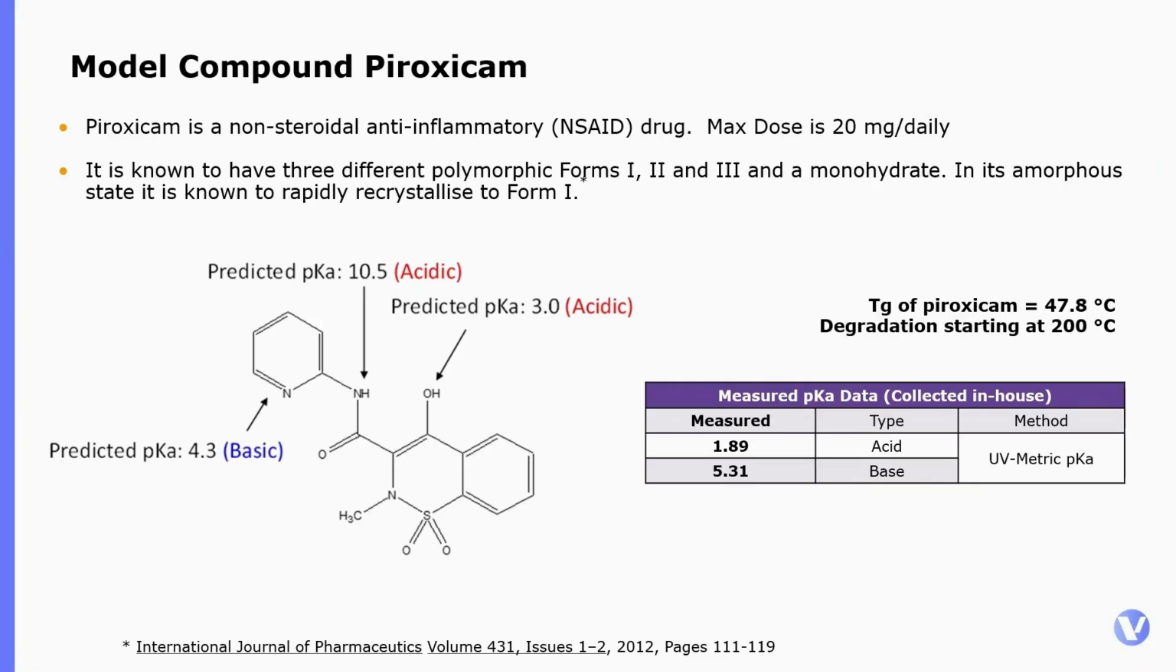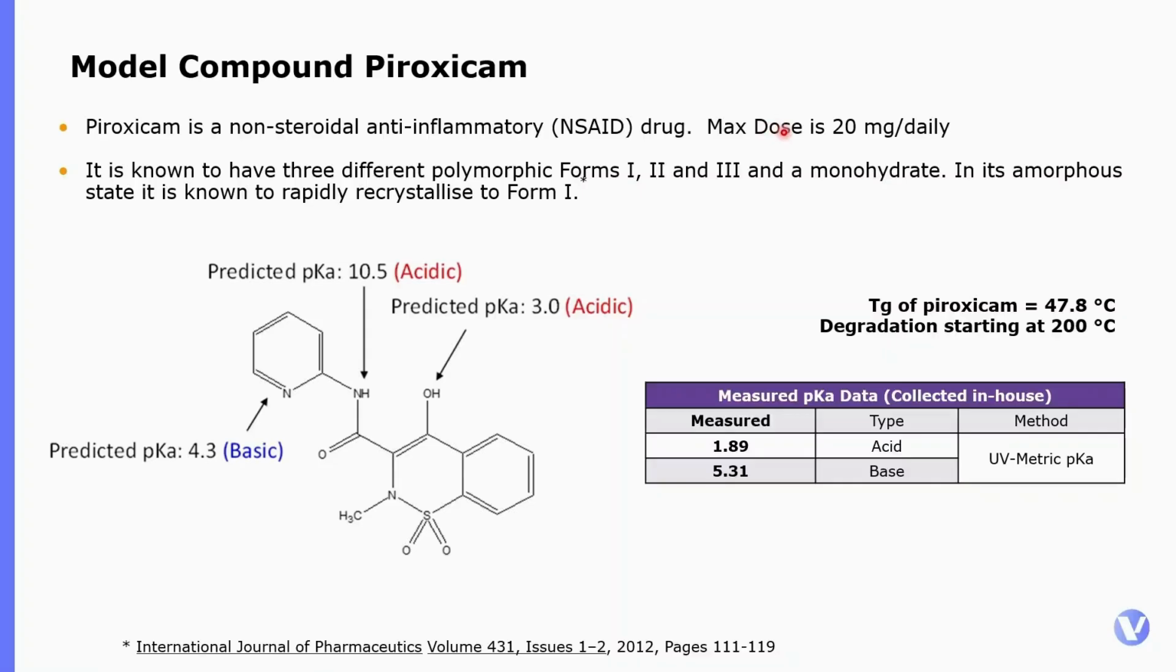Before diving into our study, let me introduce you briefly to Piroxicam. So Piroxicam is a well-established anti-inflammatory drug. It was first introduced to the market in the early 1980s and has been widely used ever since for the treatment of conditions like pain and inflammation. It can be taken orally, in capsules or tablet form, which typically has a daily dose of 20 mg per day.